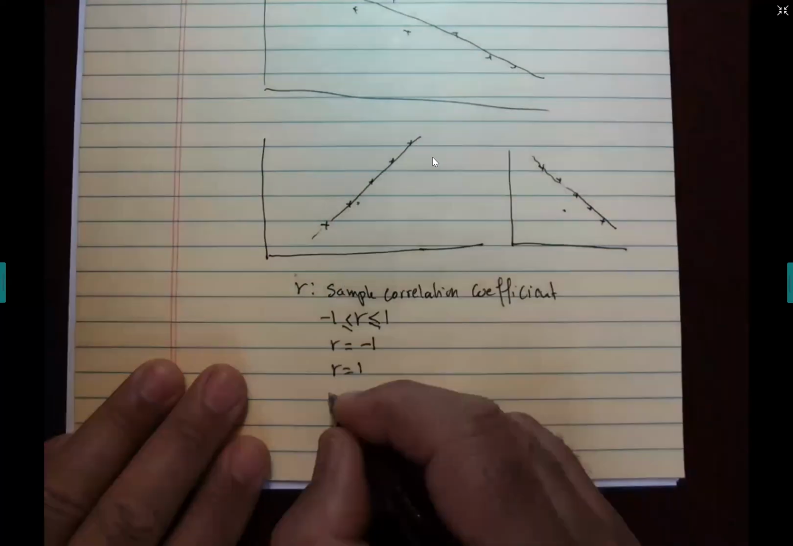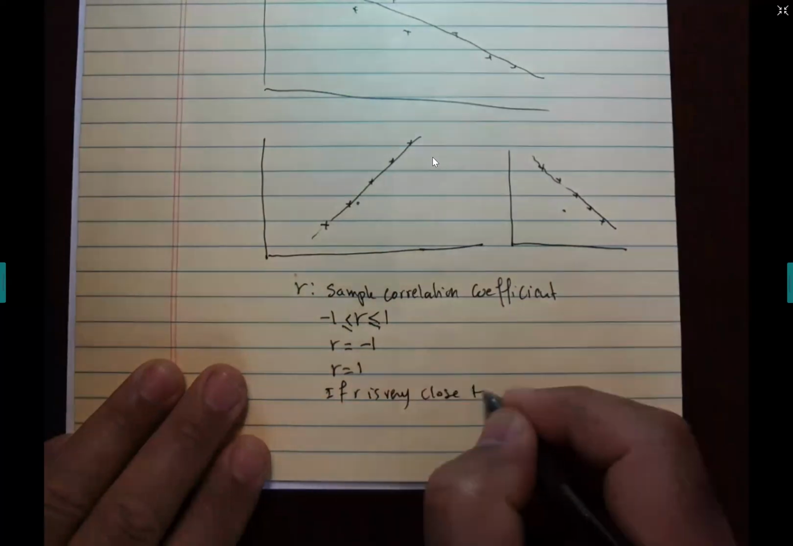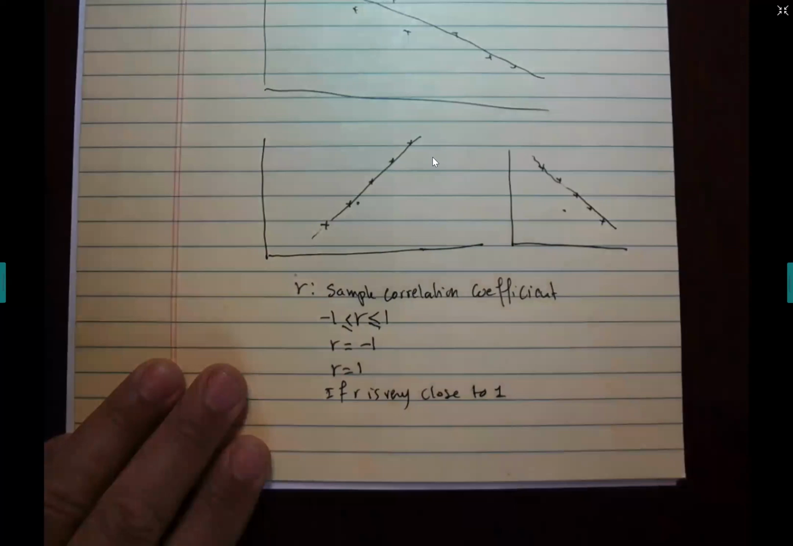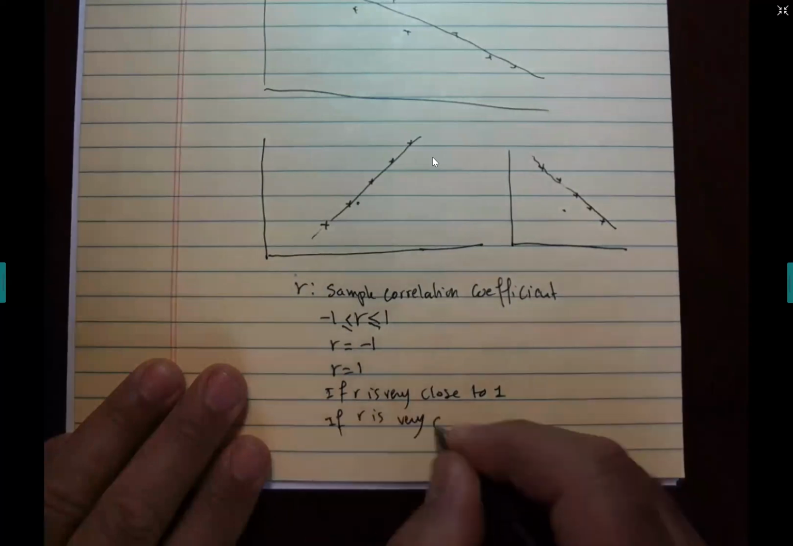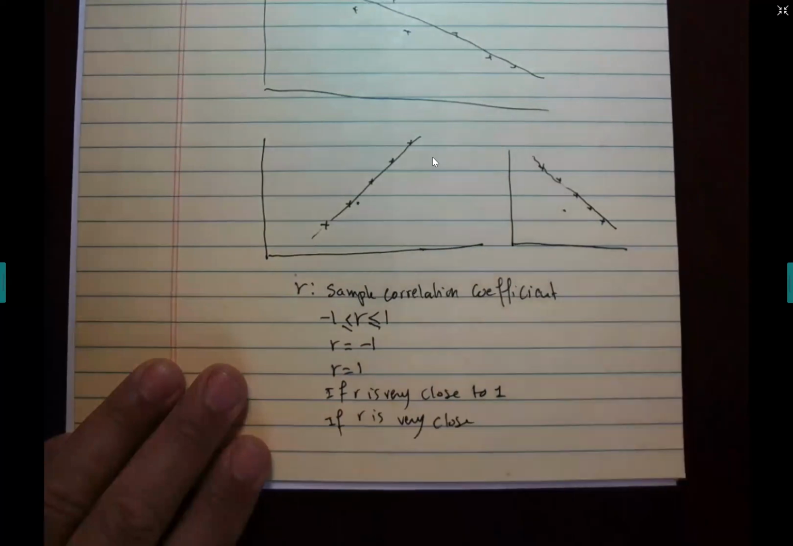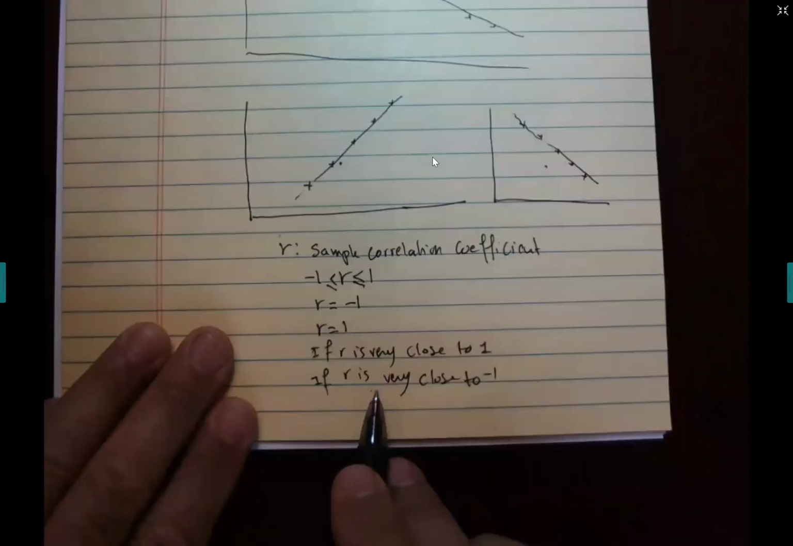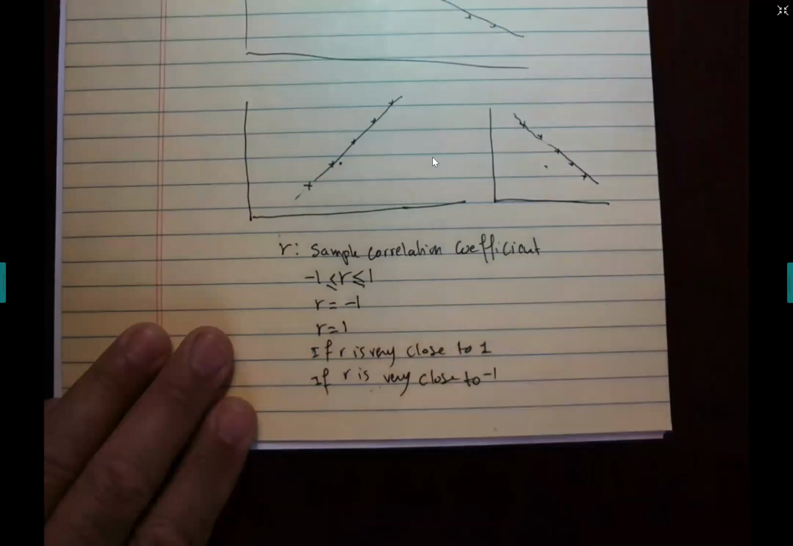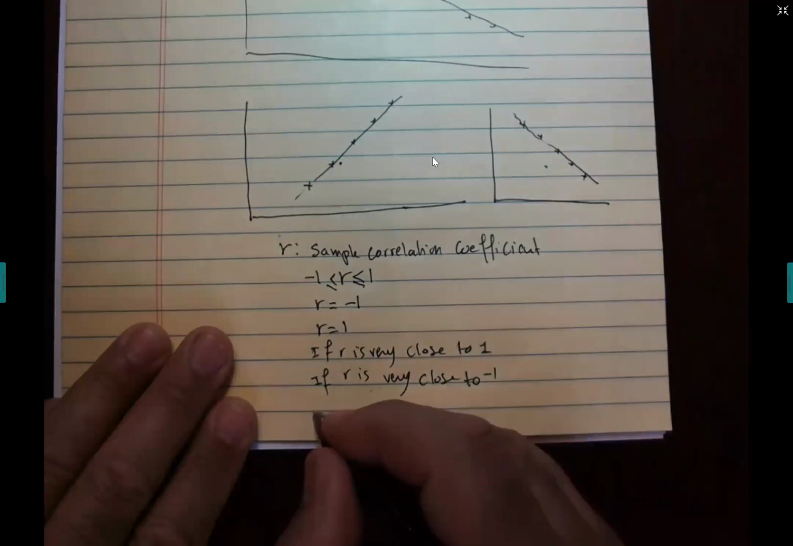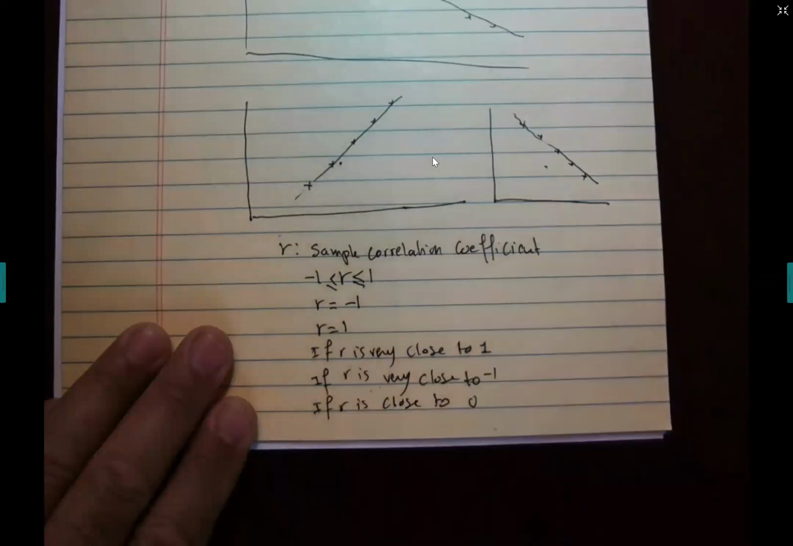Now, if R is very close to 1, you can say that there is a strong positive linear relationship between X and Y. And if R is very close to -1, very close, guys, like -0.9, -0.95, something like that, you can say that there is a strong, but not positive, negative relationship between X and Y. When do we say that there is not much of a relationship? If R is close to 0. So if R is close to 0, guys, you can say that the relationship is weak.